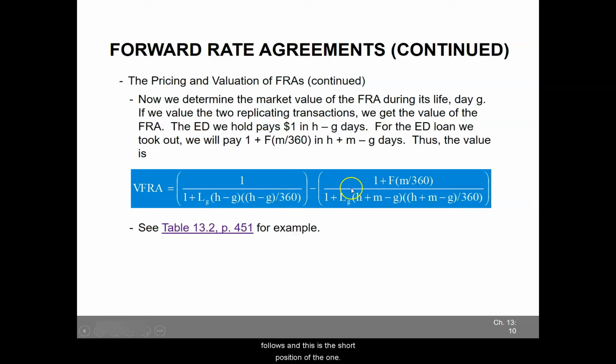And this is the short position of the $1 Eurodollar, and you see again we are using the interest rate prevailing at that time because the time has passed, 10 or 20 days or 15 days, and we have to include the new spot rates for the valuation. So let's have a look at this example in table 13.2.